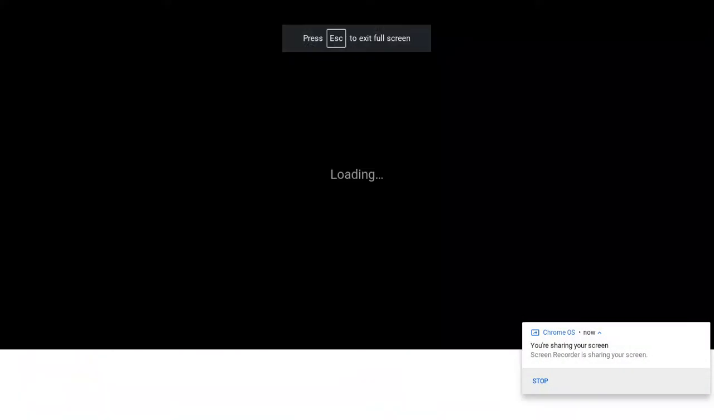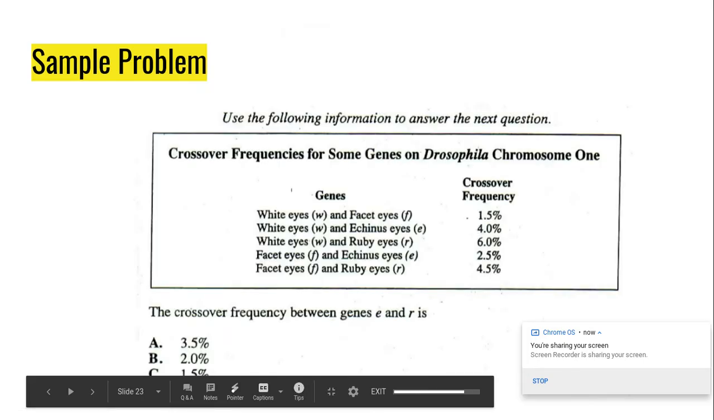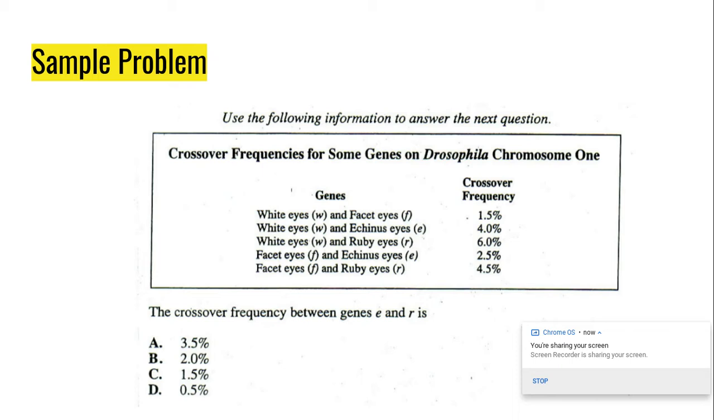In this sample problem, we're being asked to figure out the order of 4 genes and determine what the crossover frequency between E and R is. First thing we should check is if E and R are actually listed amongst the 5 variations that we have, but unfortunately, they are not.